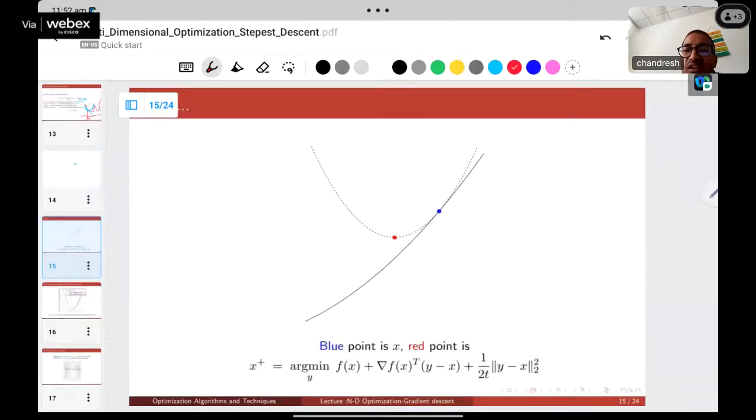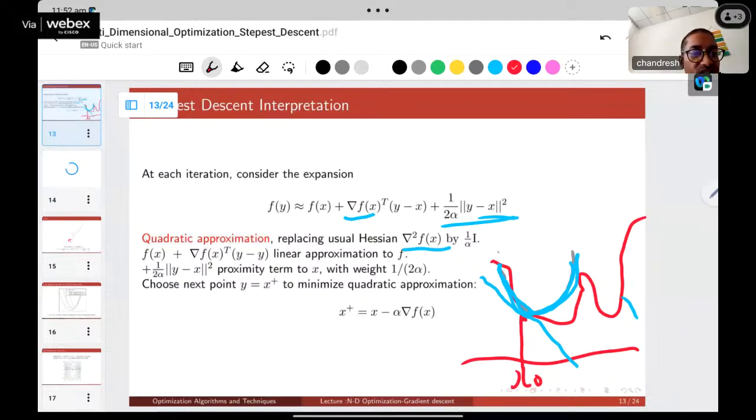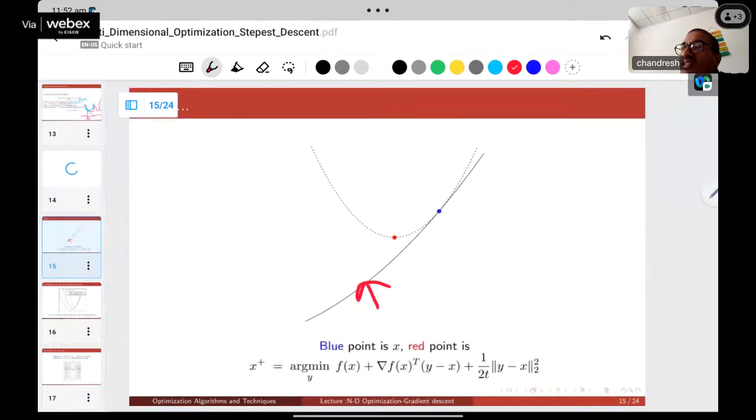Here is a picture for those who are not following. In this picture, this is the function plot we want to minimize, this complicated red function. This function is being approximated using a quadratic function at this blue point, so it looks like this. We are minimizing this quadratic function, and the minimum is at this red point.